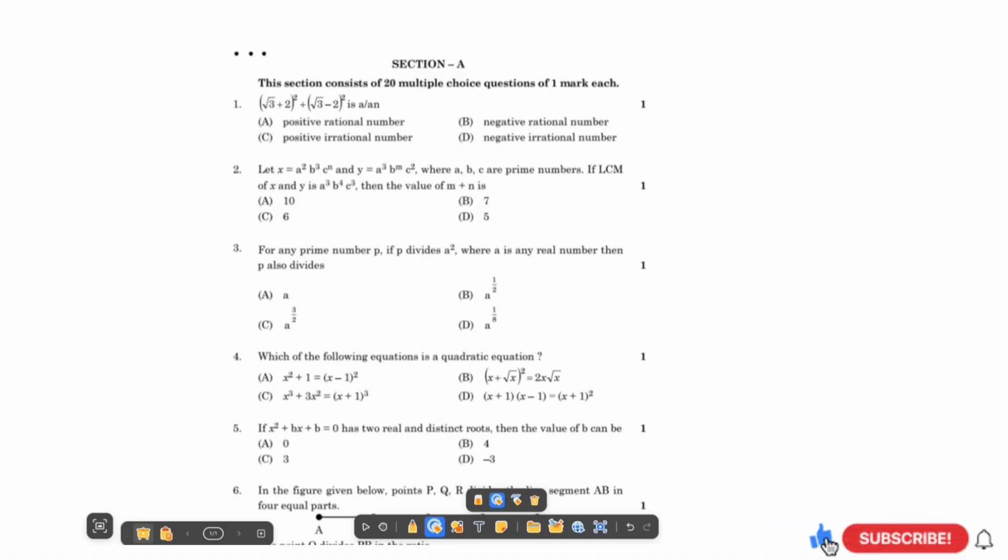Here the first problem is (root 3 plus 2) whole square plus (root 3 minus 2) whole square is: A, a positive rational number, B, a negative rational number, C, a positive irrational number, D, a negative irrational number. We have to say what type of number it is. After solving it we will know what type of number it is. Let's try to solve it.